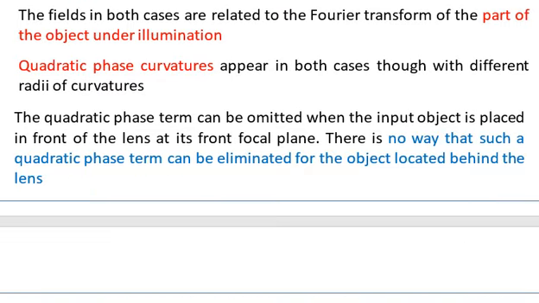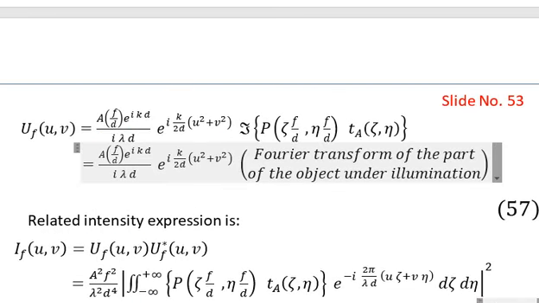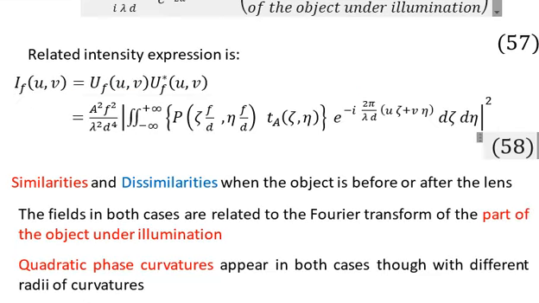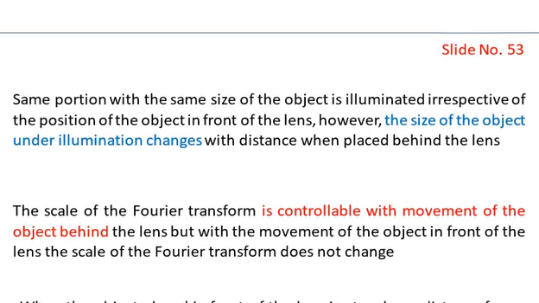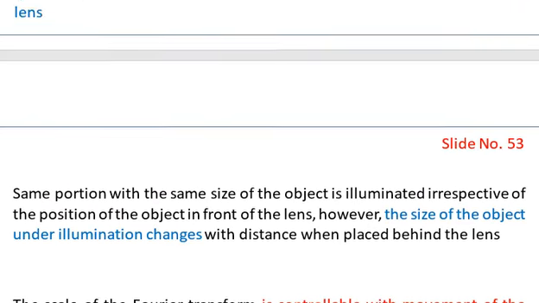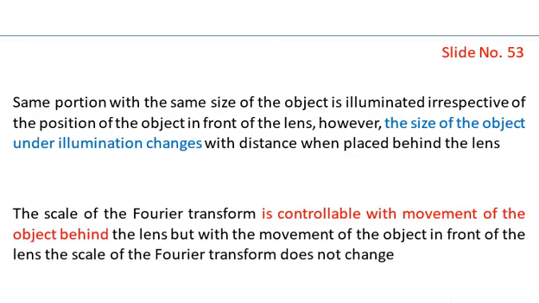The quadratic phase term can be omitted when the input object is placed in front of the lens at its front focal plane. So you see that we can get rid of this quadratic phase factor containing u and v for the case when the input object was in front of the lens by using f equal to d, or d equal to f. Then such a phase factor can be eliminated completely. But you know that this possibility is not available for this case.